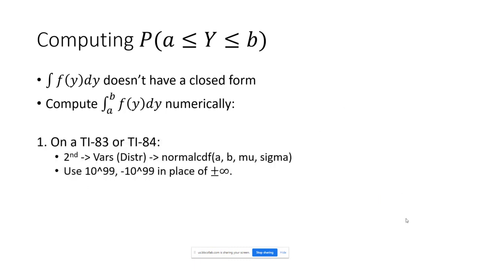So one way to do that is on a TI-83 or TI-84 calculator. Press the second key, and then you choose the VARS button, which gets you to distributions, and then choose normal CDF. And the arguments here are A, comma B, so lower bound and upper bound, comma mu, comma sigma, so mean and standard deviation.